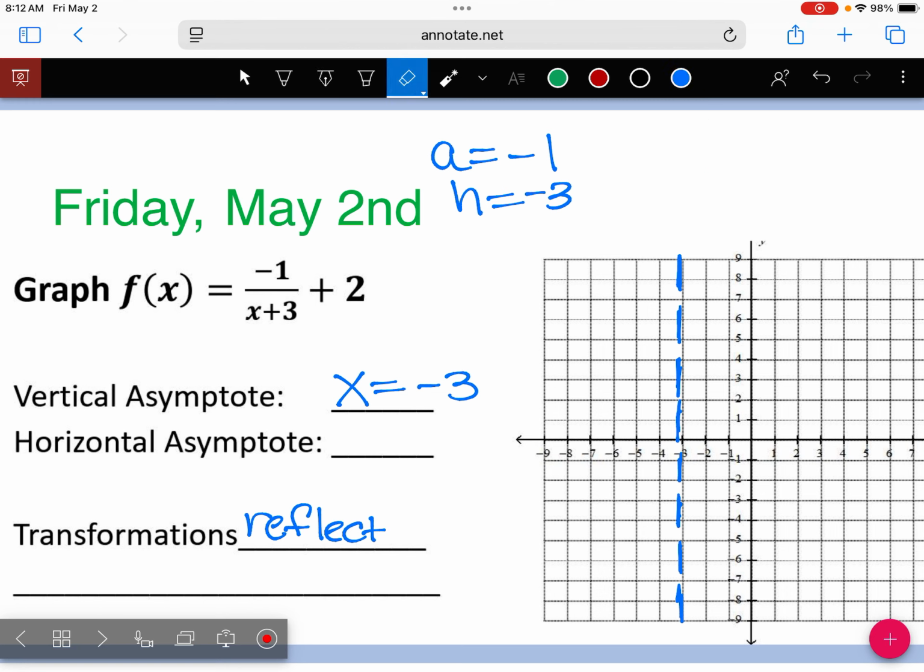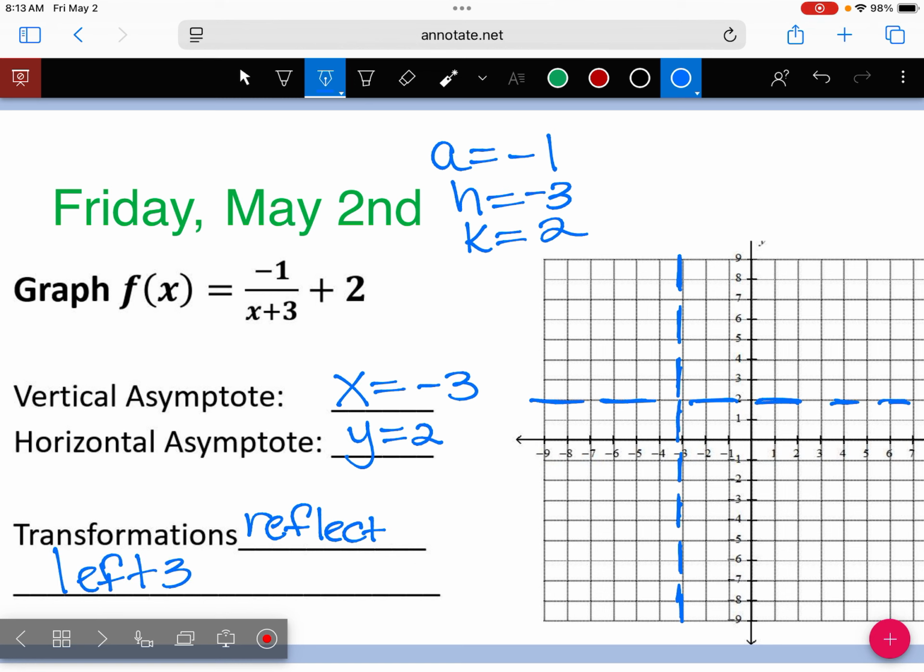Okay, and then our K value would be +2. So we have a horizontal one at y equals 2. So I'm going to draw a horizontal line at y equals 2. So because the H is -3, that's going to move the graph left 3. And because K is 2, it's going to move it up 2.